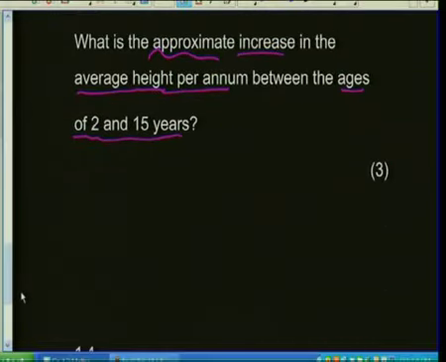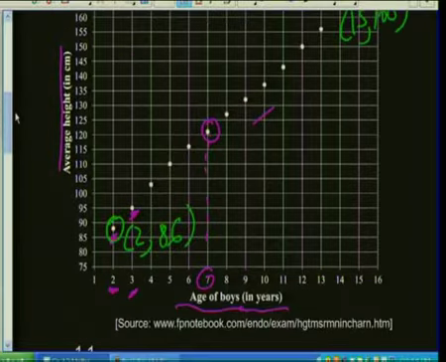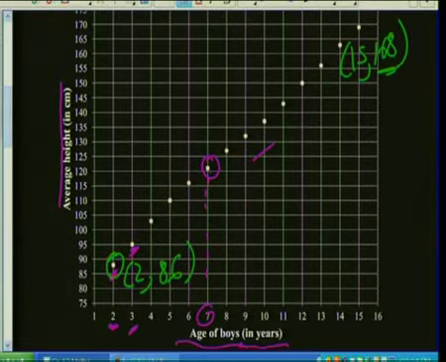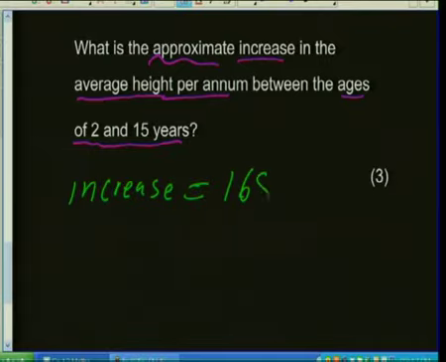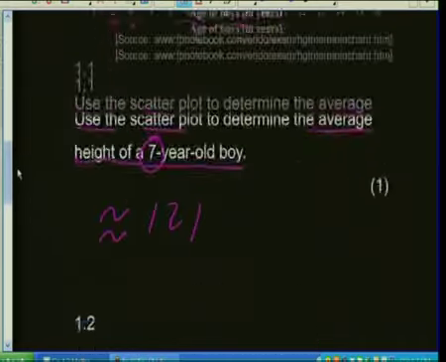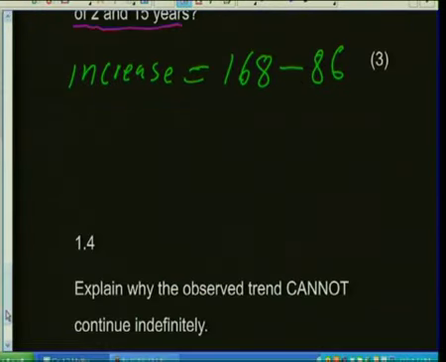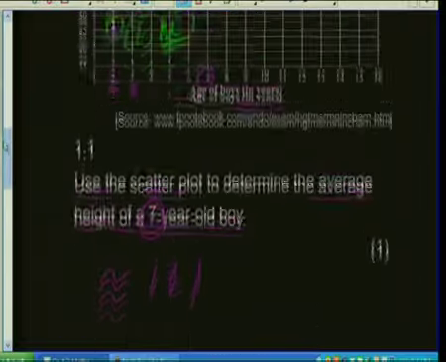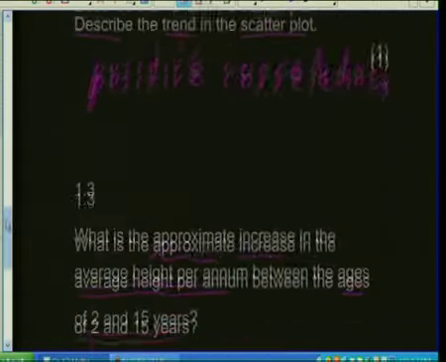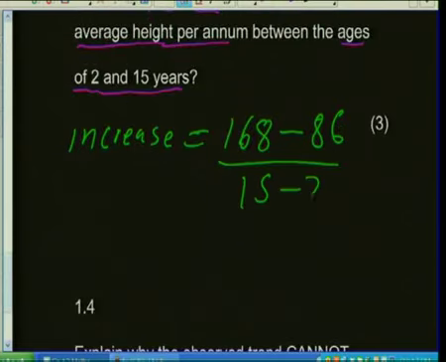So you know my gradient formula. The approximate average increase in this case is equal to the change in y over change in x. So what is my change in y? 168 minus 86. This is your change in y over change in x. What is my change in x? Change in x is 15 minus 2.